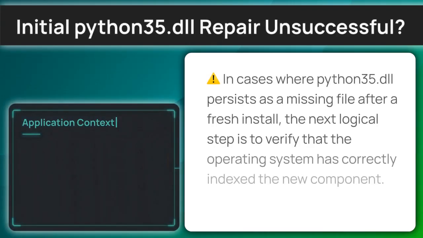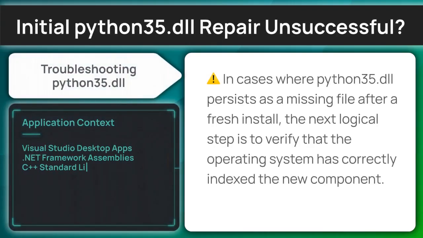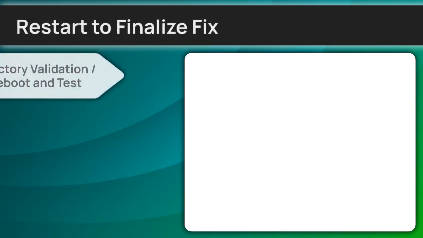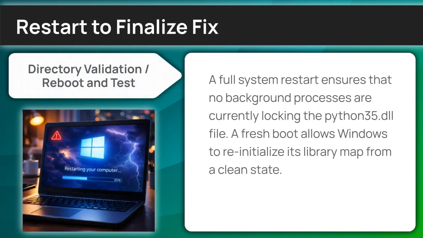When the primary installation path fails, a more surgical approach to checking your system's environmental variables is required. A full system restart clears the temporary memory cache and allows Windows to attempt a fresh initialization of all required libraries, including Python35 library.